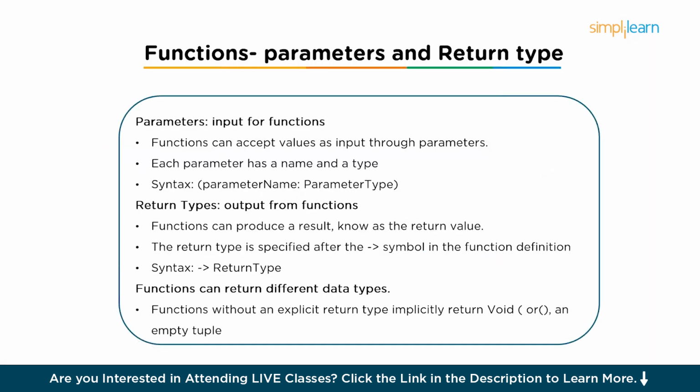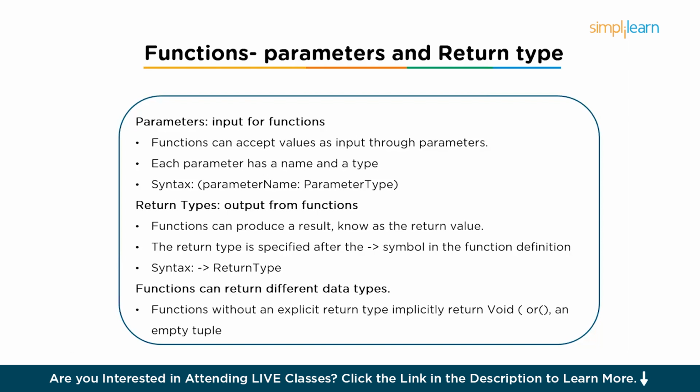Moving on to the next topic, it is functions, parameters and return type. Parameters are the input for functions. Functions can receive data when they are called, and this data is passed in through parameters. Each parameter has two key parts, a name, which is what you call the parameter, and a type, which specifies what kind of data the parameter can hold. The syntax is parameter name and parameter type in braces. For example, if a function takes a person's name as input, you might define it as name string.